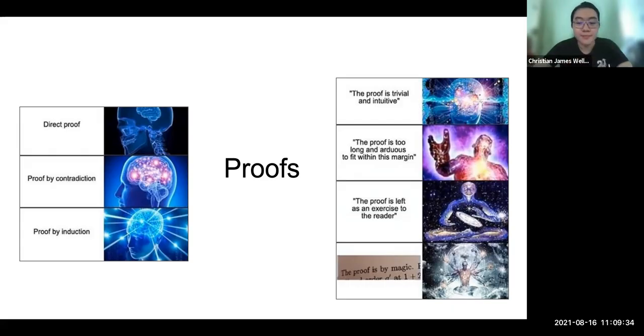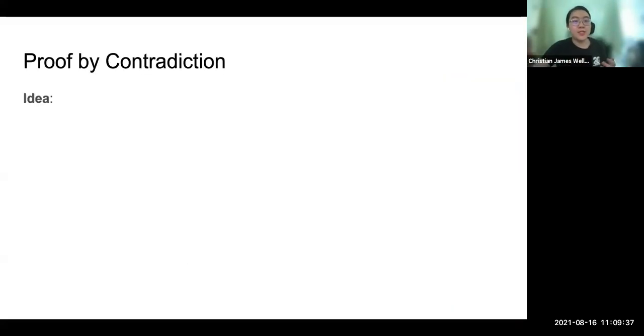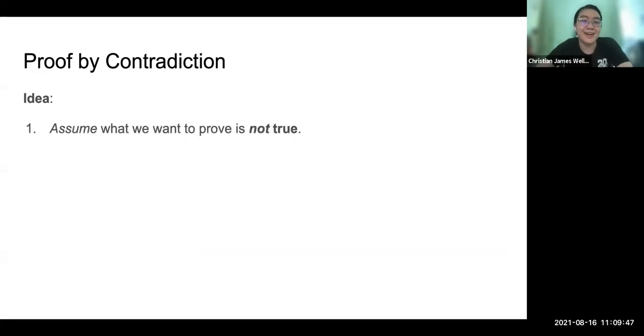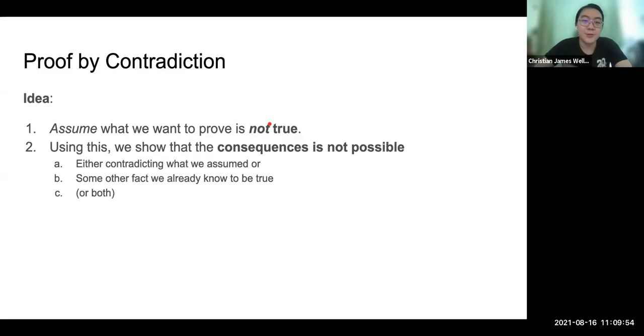let's go on. Proofs. As I mentioned earlier, we'll be talking about three types of proof: contradiction, induction, as well as a strong induction variant. Okay, proof by contradiction is, I think, one of the really nice ways of proving things. First, we assume that what we want to prove is not true. Then by assuming this, you try to deduce some consequences. What are the consequences of assuming that this is not true? Then show that the consequences are actually not possible. It's impossible, either because we contradict what we assume.